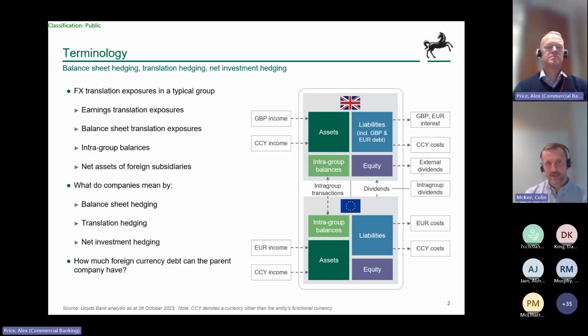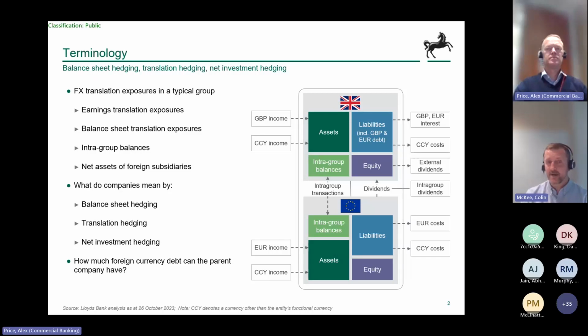So if I take balance sheet hedging, I think I've probably talked about that. That tends to mean hedging of items which will translate on the balance sheet, so monetary items, and which translate through the income statement. So that often means, in my experience at least, translation of those assets or liabilities or intra-group balances, where companies might, for example, have rolling FX hedging programs to negate the impact of those FX gains and losses in P&L.